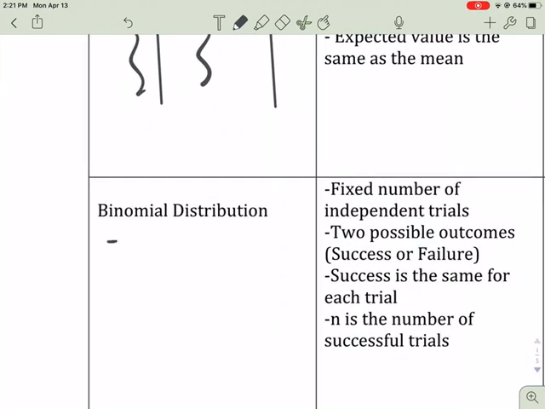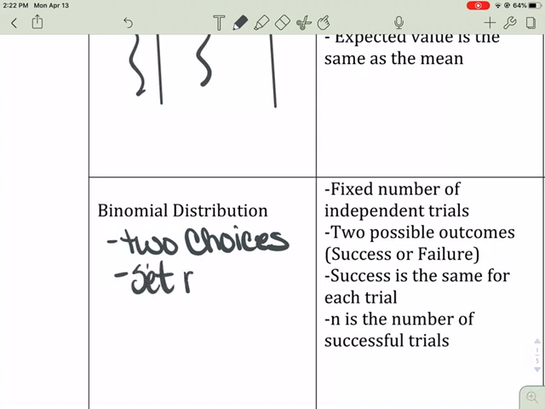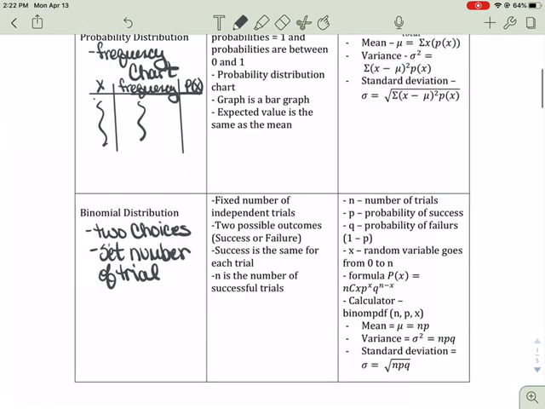So remember binomial, how are we going to do this? There are only 2 choices, and when we're looking at this, we have a set number of trials. That's definitely one way to differentiate between binomial and, let's say, geometric or Poisson. I'm doing this 10 times or 5 times, only a certain number of times, and there are only 2 possible outcomes.